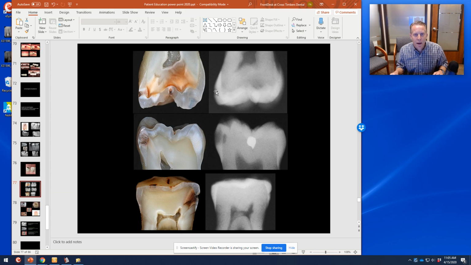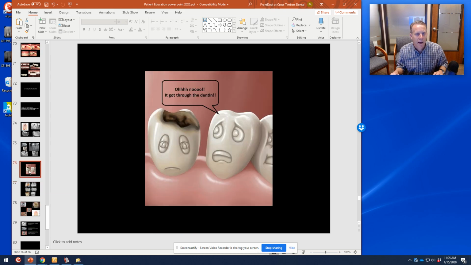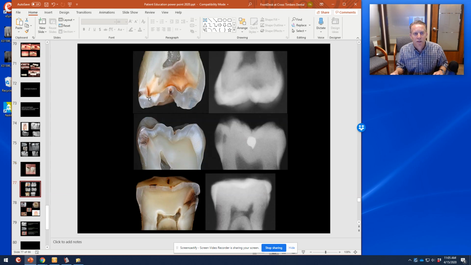There's even a little spot right here in the mesial of that tooth. And look, once it goes through the enamel, it hits the dentin. Now you know why that guy is so concerned, because it's gone all the way in, and once it hits the dentin, it really kind of expands laterally and goes towards the pulp.